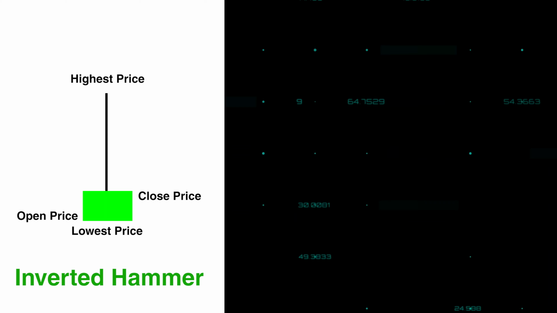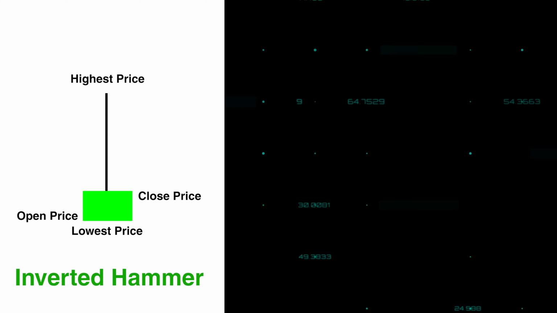This is the inverted hammer candlestick, and if you truly understand how to read it, it can become one of the most powerful tools in your trading arsenal. Let's slow this down and really feel what's happening inside that candle. The inverted hammer appears after a downtrend. That context is everything. If you ignore the trend, you're already making a mistake. This is not just a shape, it's a story.